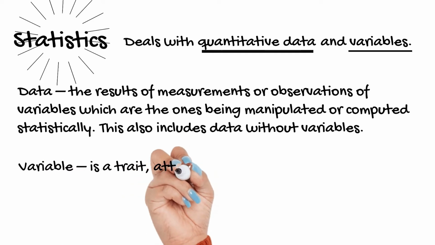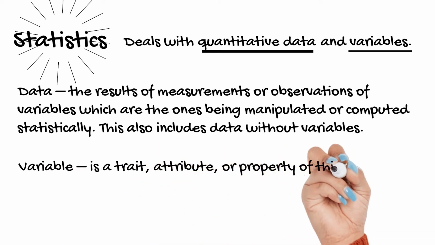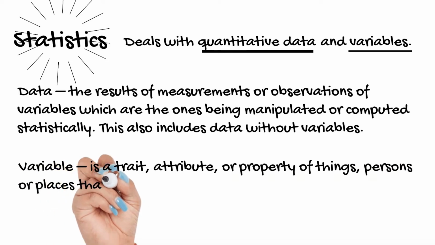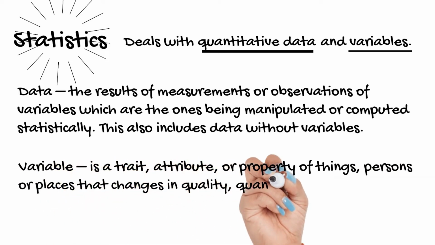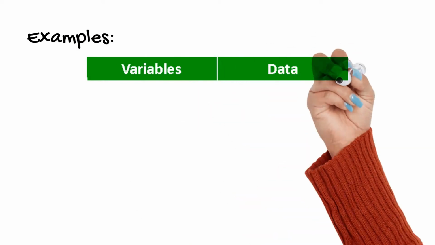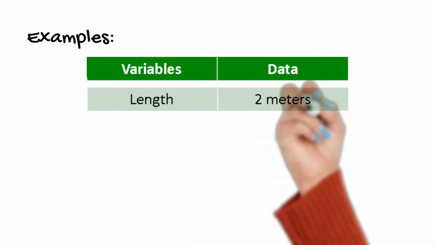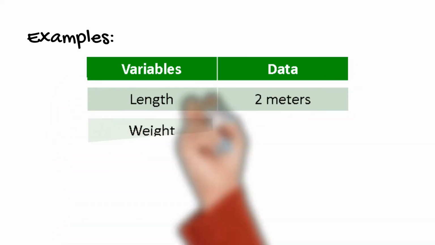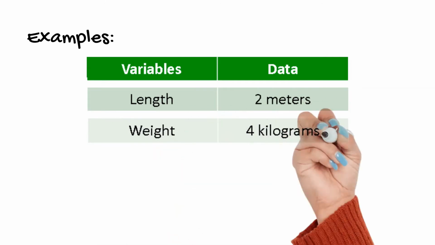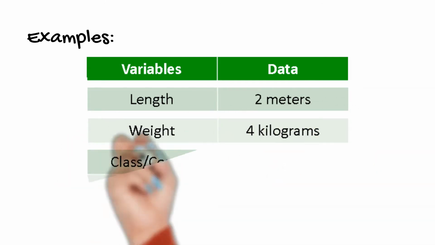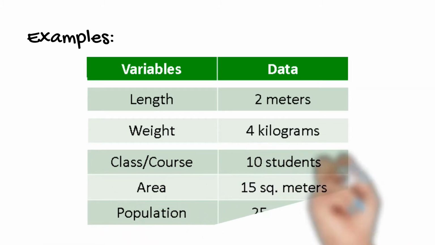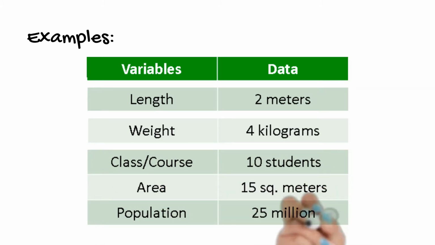Variable, on the other hand, is a trait, attribute, or property of things, persons, or places that changes in quality, quantity, or magnitude. Here are some examples of variables and their corresponding data. If the variable is length, it corresponds to 2 meters. If the variable is weight, it corresponds to 4 kilograms. Or if the variable is a class or a course, it corresponds to 10 students, and so on.